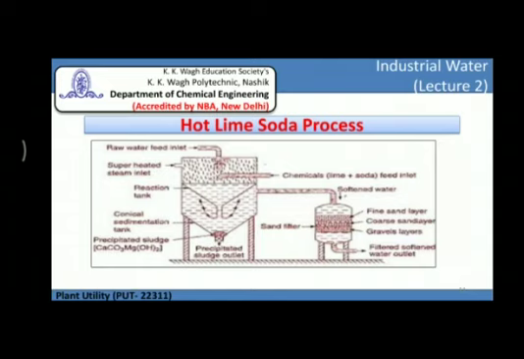The cold lime soda process requires 1 to 2 hours for the softening of water, but because of the increase in temperature, the reaction gets faster, or we can say the rate of reaction is increased, so that the water softening takes place in 15 minutes only.